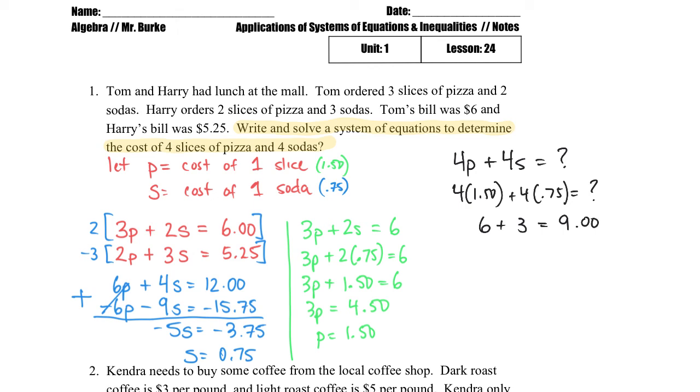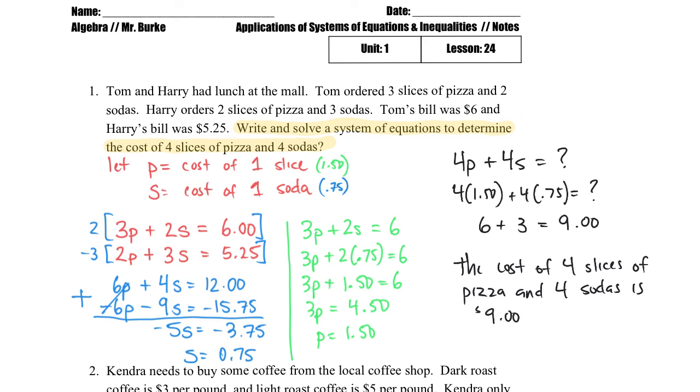So now the last step, and do not skip this step, you have to write a sentence. The cost of 4 slices of pizza and 4 sodas is $9. And box that puppy in so I can find it easy. And that's how we do word problems. Don't skip the steps. Do your let statements, write and solve your system, answer the question. Make sure you do all the steps.